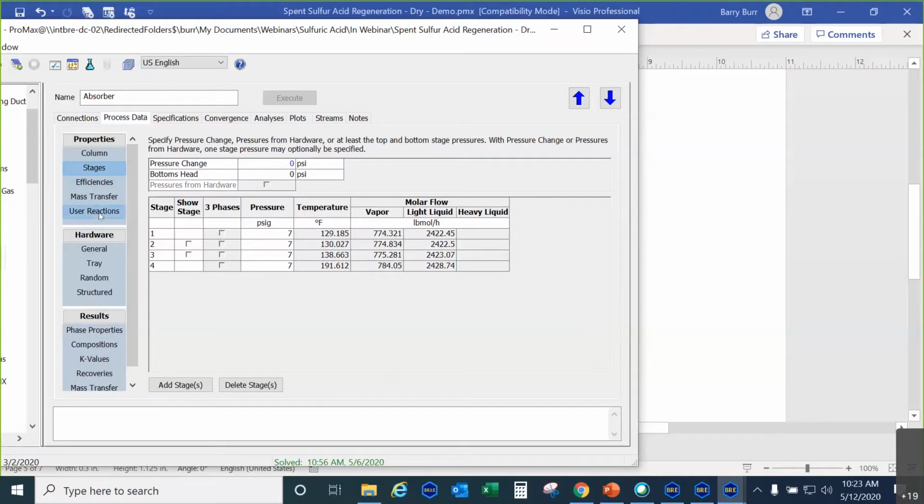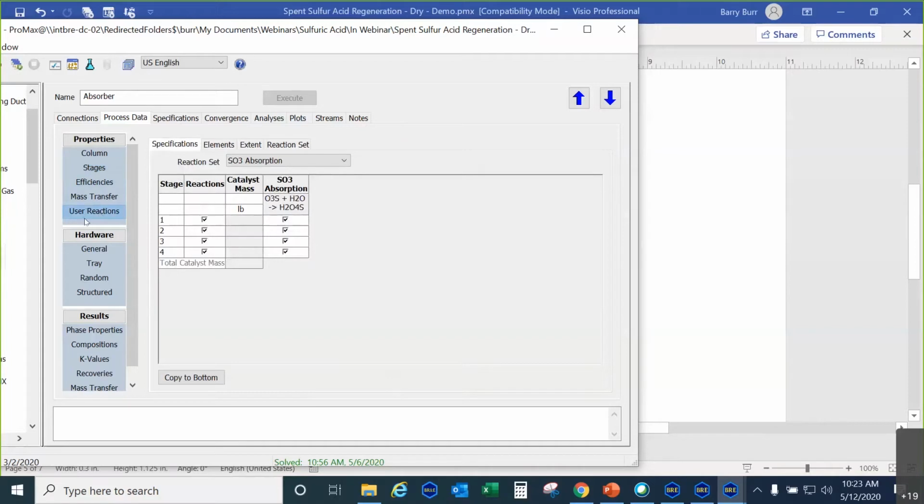But here we have this item that I've never used before, getting into sulfuric acid simulations. This user reactions tab is a new one for me, and it requires that you define a reaction. So here I've had to define a reaction set I call SO3 absorption, and I choose this.